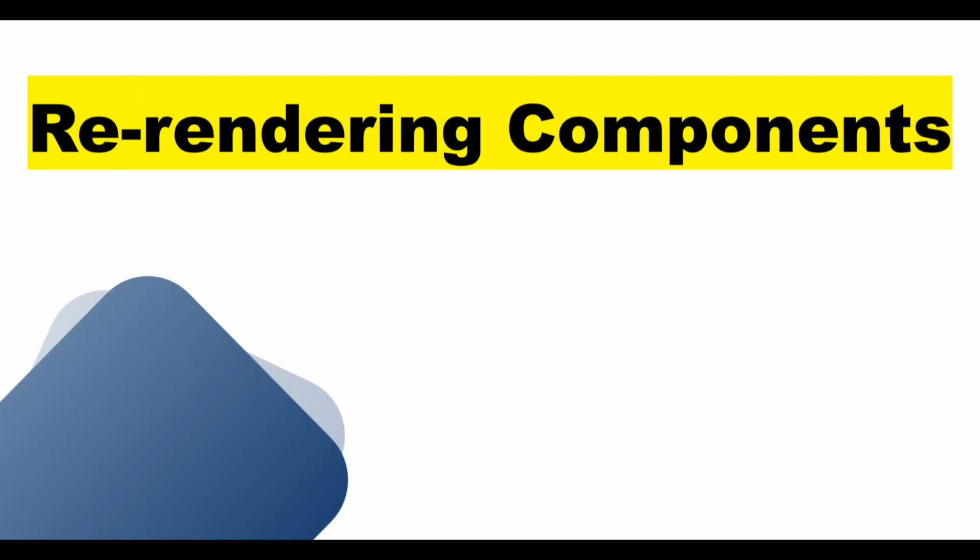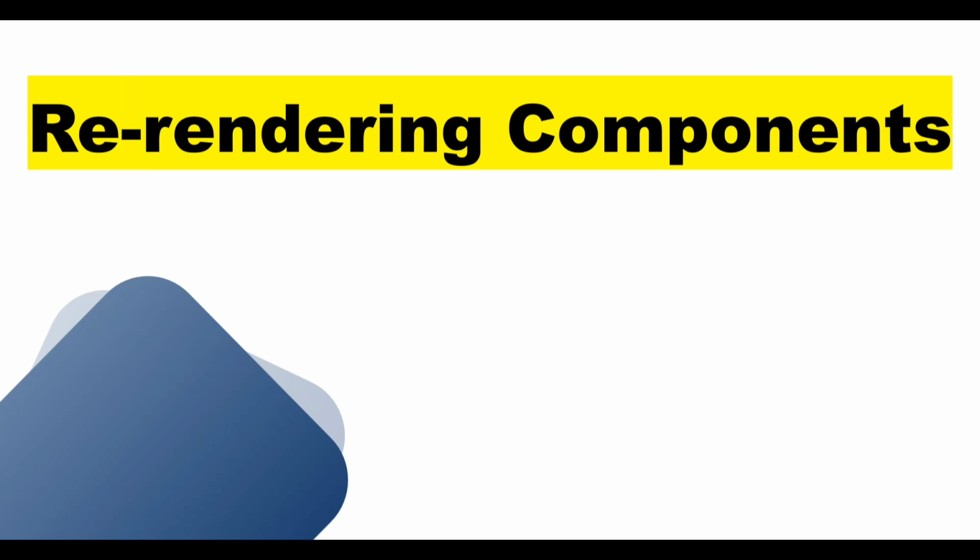When does re-rendering happen? State changes and property changes. When the state of a component changes, React re-renders that component to reflect the new state. When properties change, if a parent component passes new properties to a child component, the child will re-render with the new data. For example, if you click a button in the Counter component, it updates the count state, causing the component to re-render and display the new count.